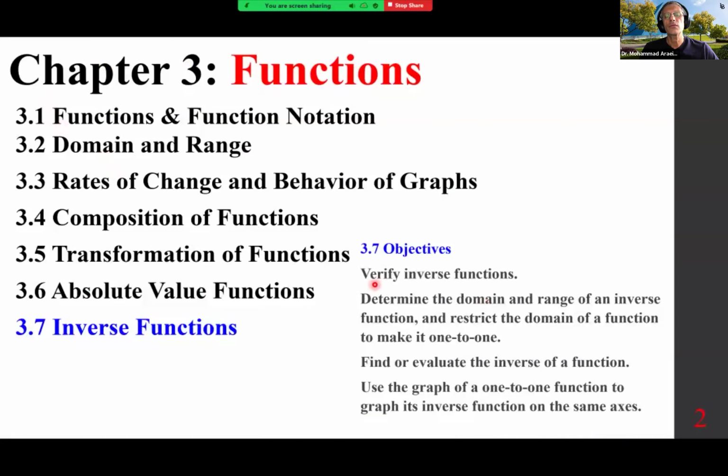The objectives are verify inverse functions, determine the domain and range of an inverse function, and restrict the domain of a function to make it one-to-one. Find or evaluate the inverse of a function. Use the graph of a one-to-one function to graph its inverse on the same axis.